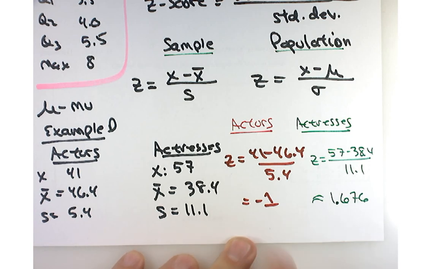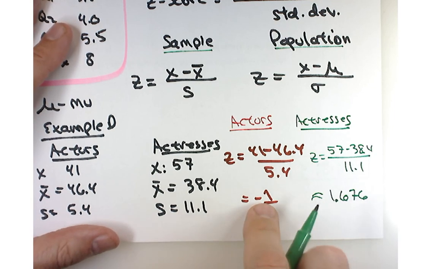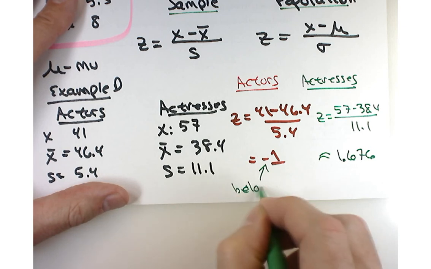But what is that negative telling me? It's not just how far away, but it's telling me something different. What's the negative saying here in this calculation? That it's lower than the mean. Perfect. Thank you, Haley. So you're below the mean. That's what the negative says, is that you're below the mean.